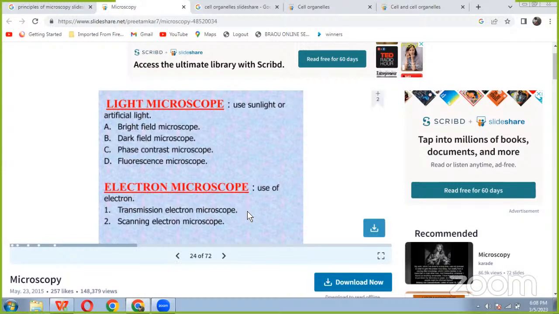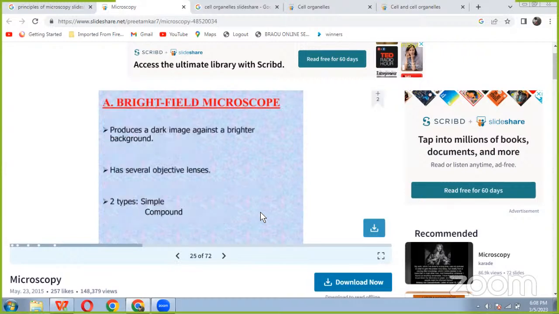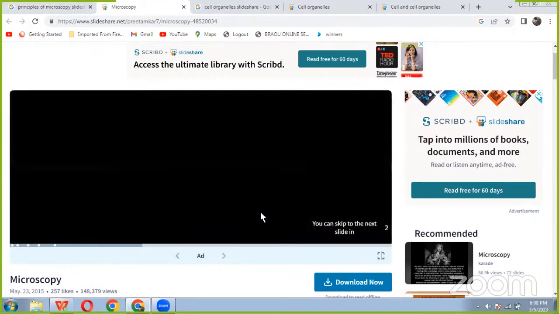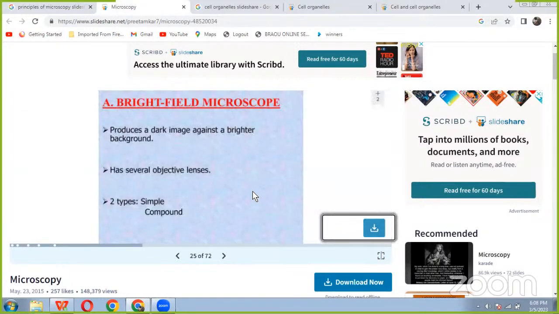Okay. Next one, electron microscope, also TEM and SEM. Transmission electron microscope and the scanning electron microscope. We'll discuss each and everything. The transmission electron microscope, especially, can see the inner structure also, the inner structure of the organelles. The scanning electron microscope is especially used to see the outer structure of the cell organelles.